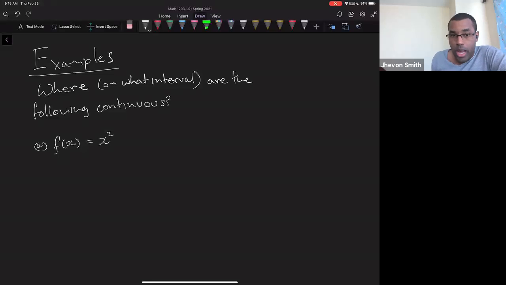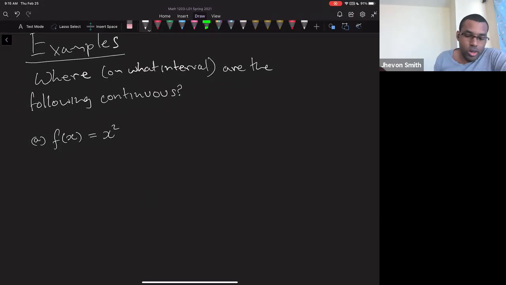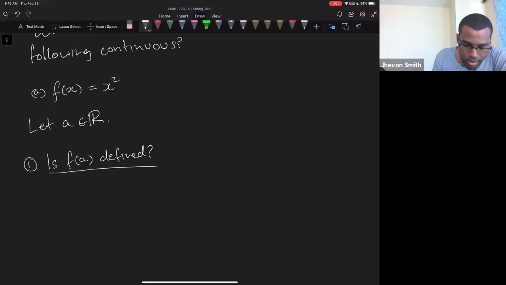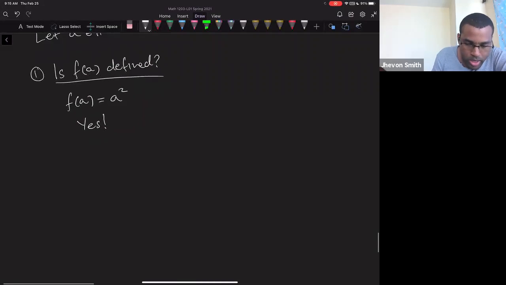So here we have a polynomial. I want to know where it's continuous, right? So on what interval are the following continuous? Well, here, let A be any real number. Then what we want to check is, is f of A defined? Sure, it's defined. f of A is equal to A squared. So yes. Okay.